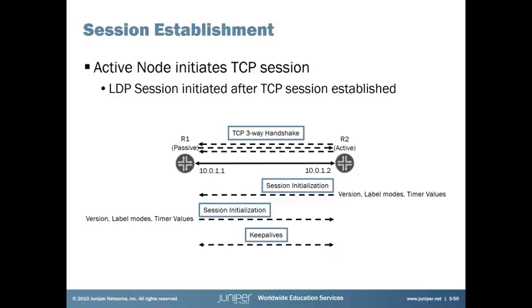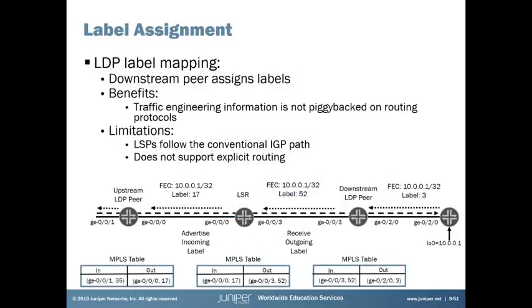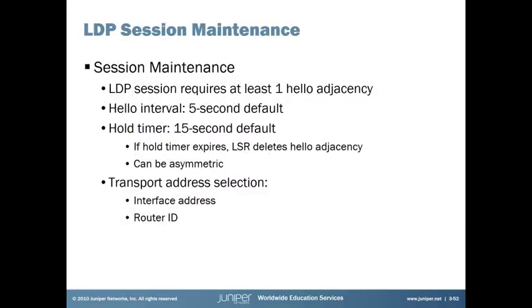Okay, so we start off with a three-way handshake. We initialize the session, and then once it's up, we use keepalive to keep that session up. Downstream peers will assign the labels. The traffic engineering information is not piggybacked on routing protocols. Limitations: LSPs always follow the IGP path and LDP does not support explicit routing. So we can't do traffic engineering with LDP.